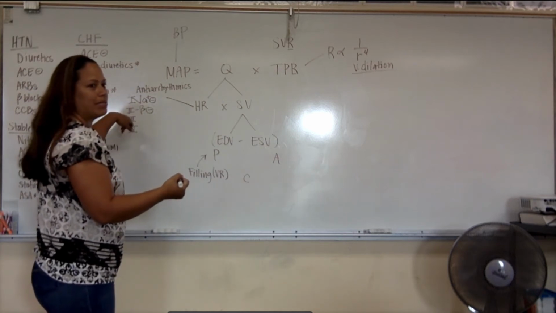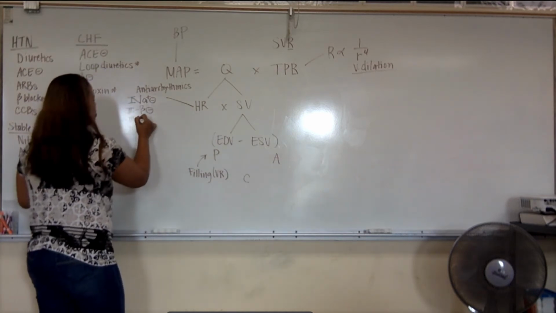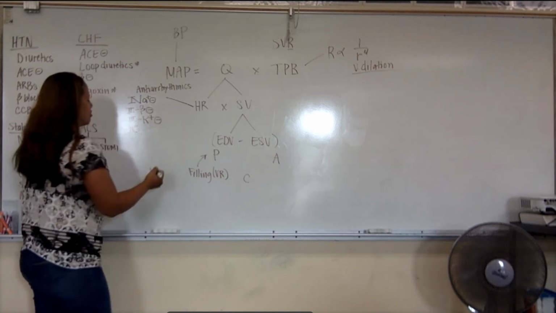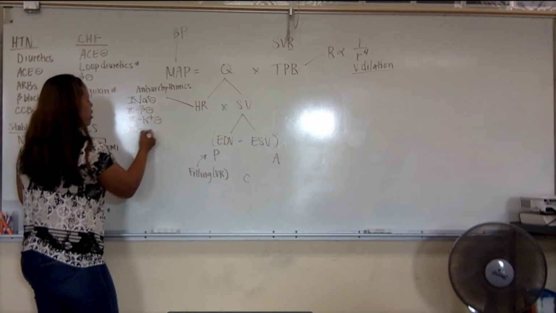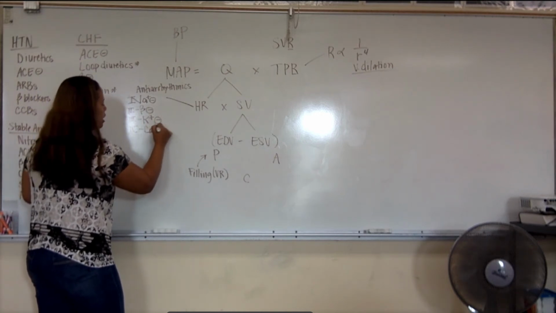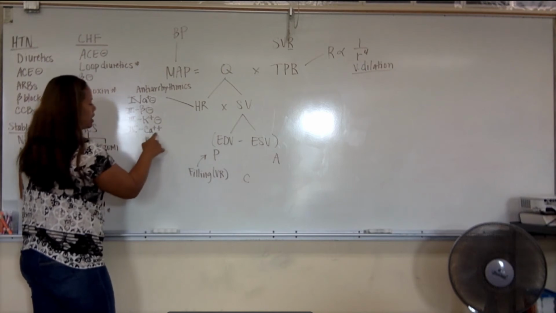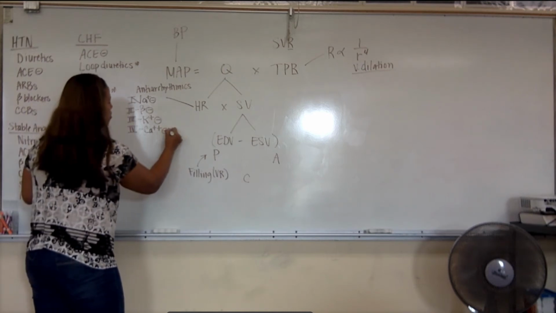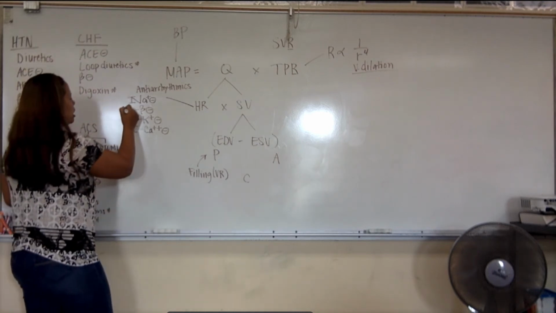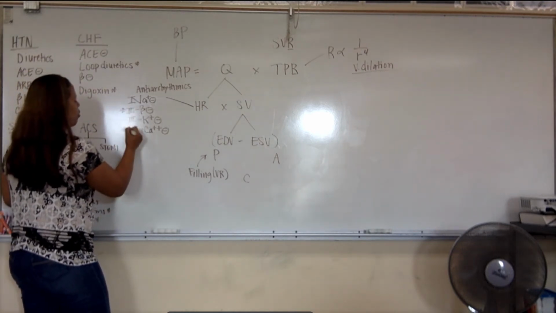C, or not C, 3. 3 has 3 strokes in the letter K, so we say potassium blockers, right? And then the last one, class 4. 4 characters in calcium, Ca++. So calcium channel blockers. The 2 that we use for hypertension are actually class 2 and class 4.